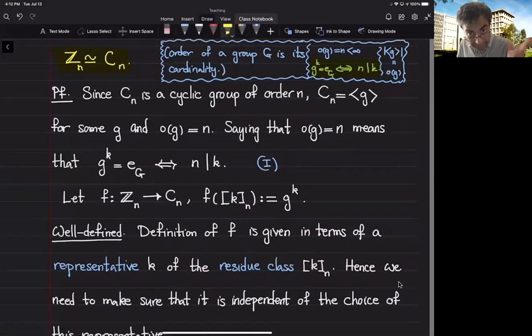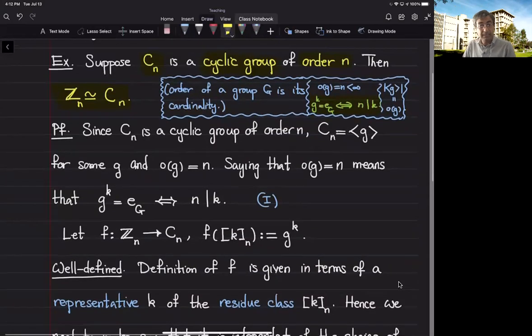Okay, let's see why this is the case. I'm telling you that C sub n is a cyclic group, and I'm telling you that it has order n. When I say it's cyclic, it means it is generated by one element. When I say its order is n, it means its cardinality is n. But remember, we proved in the previous lecture, in the previous video, that the cardinality of the cyclic group generated by g is equal to the order of the element g.